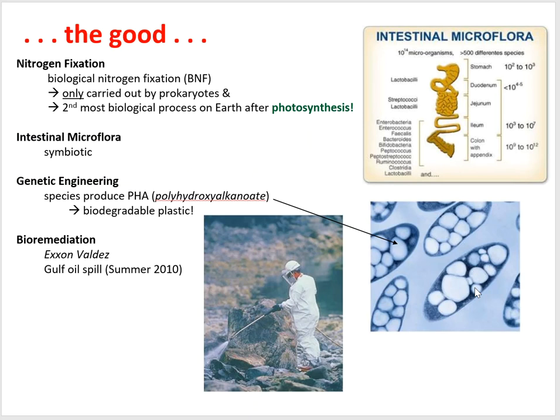They say we get food poisoning more often than we really think about it in a year, but there are good bacteria. There are the ones that are the nitrogen fixers that we talked about. The biological nitrogen fixers, the only ones that do it are the prokaryotes, which is obviously important, right? It's the second most important biological process on Earth after photosynthesis. That's amazing. Without the bacteria, you wouldn't be able to do any of this.